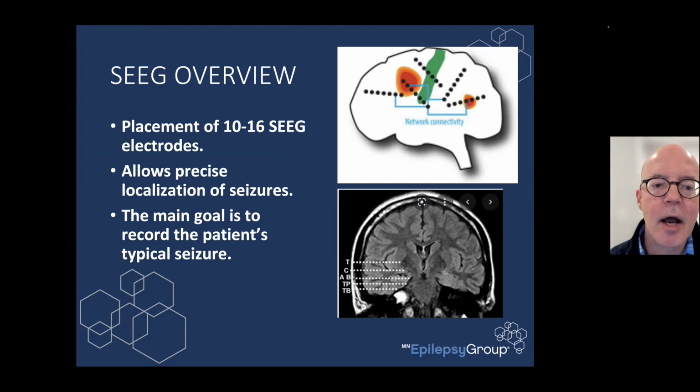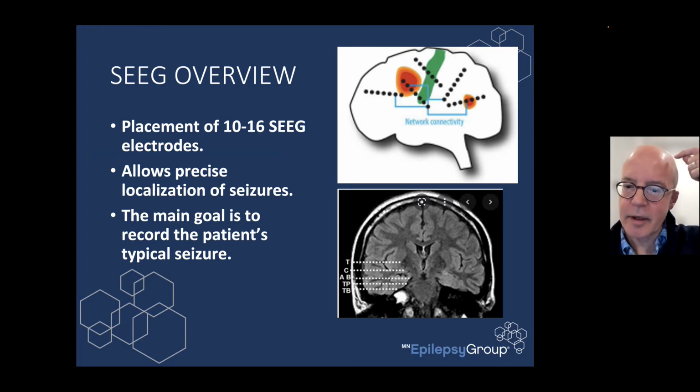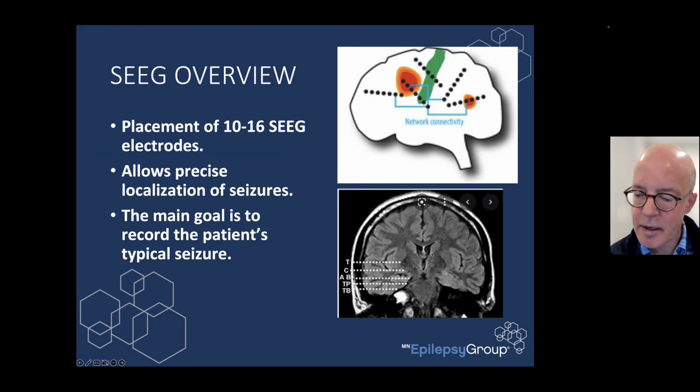So when a patient is admitted for SEEG monitoring, on the first day of the admission, the patient will have about 10 to 16 SEEG electrodes placed deep in the brain. You can see all these electrodes are placed deep into the brain, and those electrodes go in the area where we think the seizures are coming from. Those electrodes allow us to very precisely define where the patient's seizures are coming from.